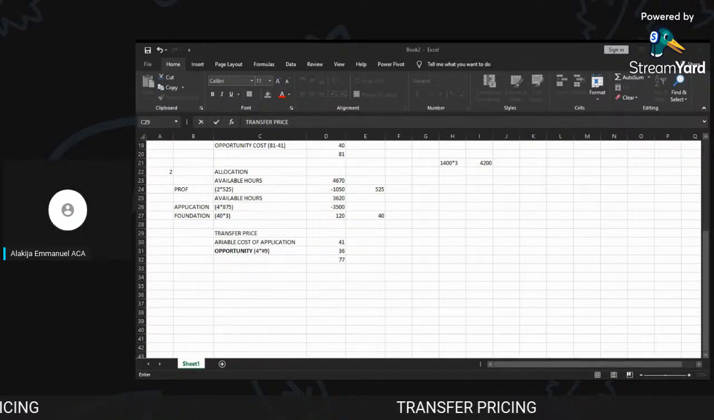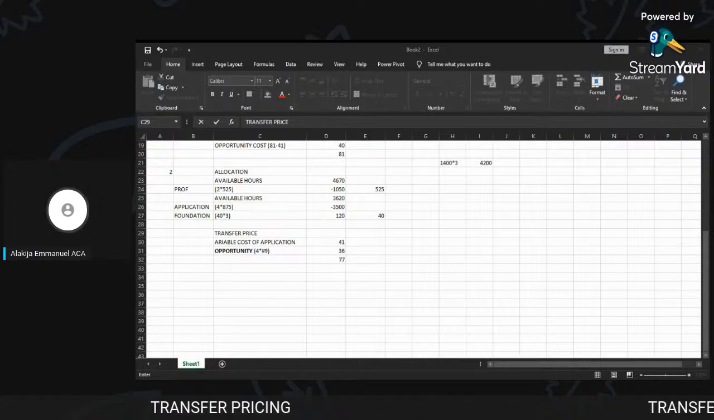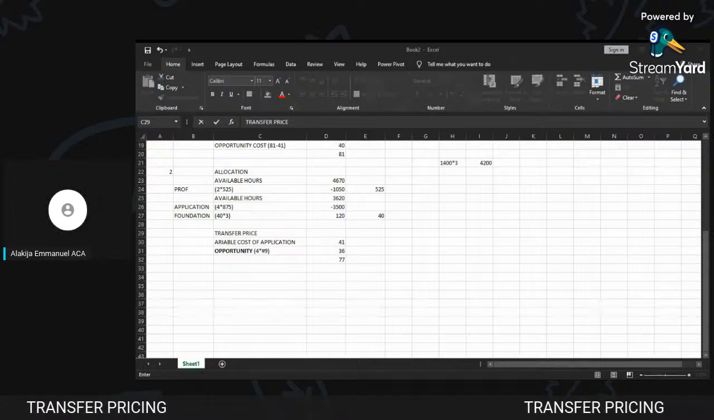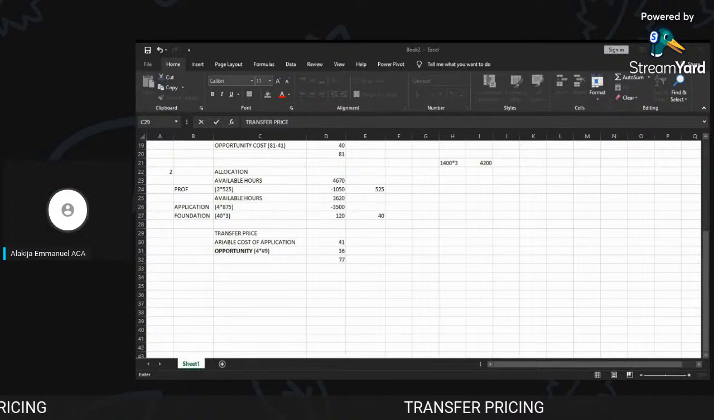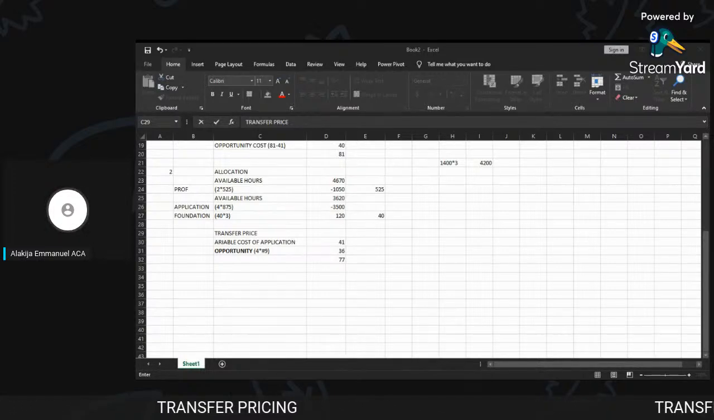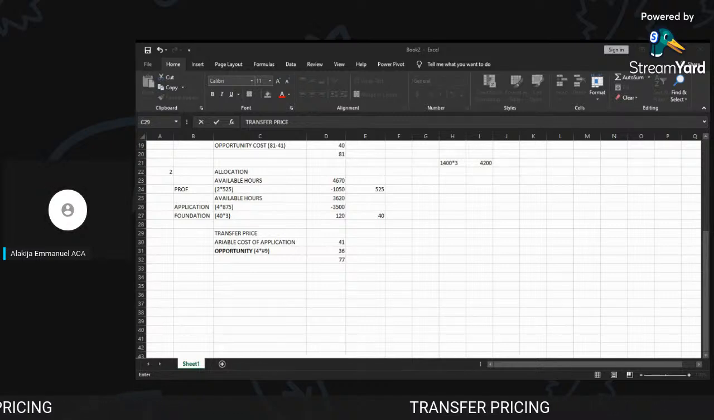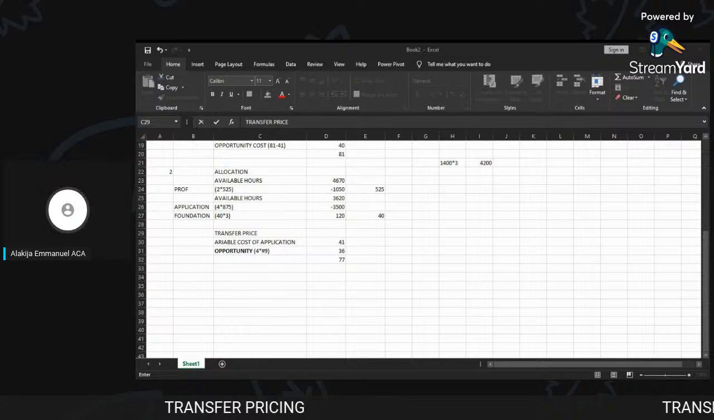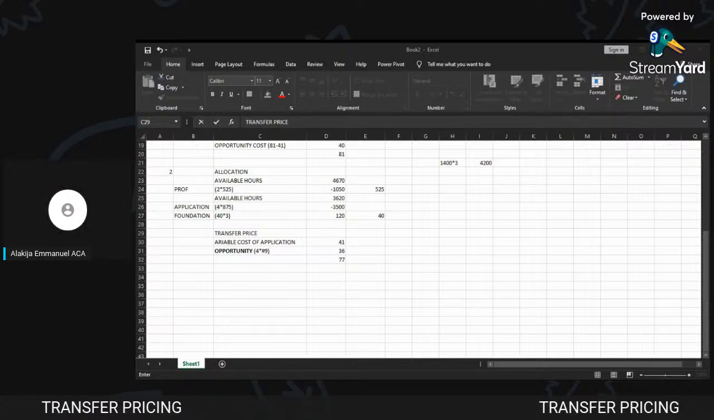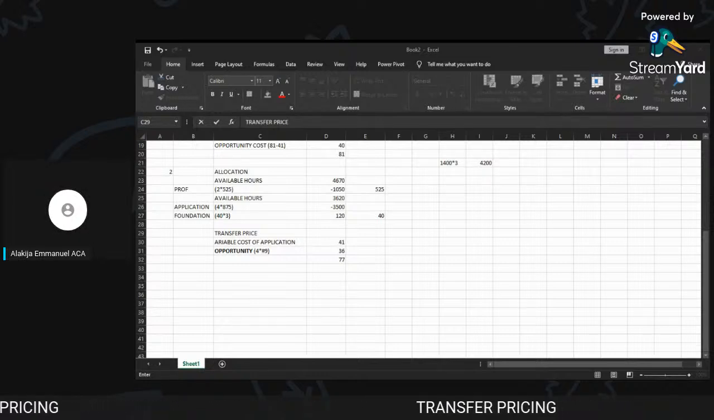And don't forget, we are still going to use the variable cost in application department to produce that special order. So the transfer price is going to be the variable cost of the application department and the opportunity cost of the foundation department as well. That's how we got 77. So I hope I've answered that.